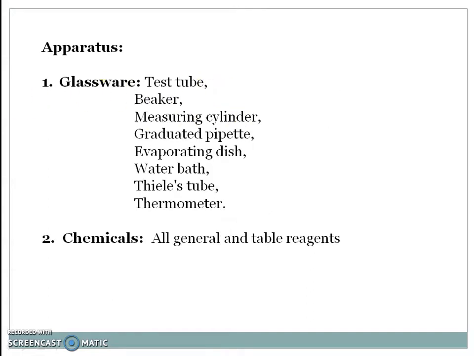Now apparatus required for the practical: glassware, test tube, beaker, measuring cylinder, graduated pipette, evaporating dish, water bath, Thiele's tube, and thermometer. And the chemicals are all general and table reagents. Now for the stepwise procedure, we have to go into the laboratory and perform the practical. Now let's move towards the laboratory for the stepwise procedure.